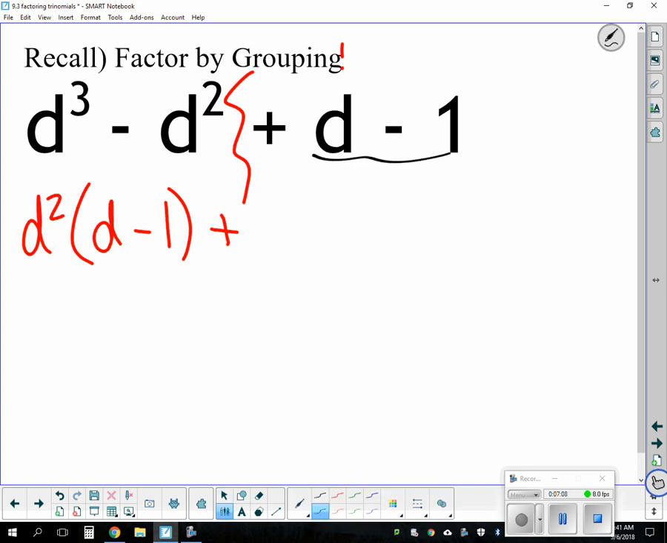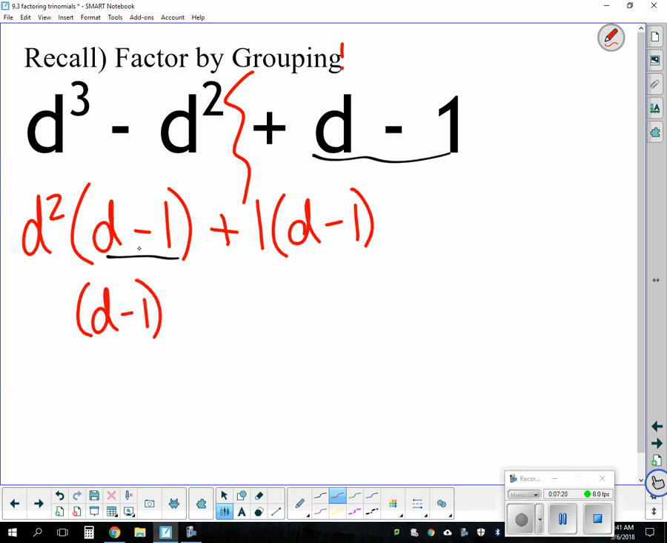However, that d minus 1 is what we want here. So that means all we're going to write is a 1. Because if you factor out a 1, nothing's ever going to change. You're still left with d minus 1, but now you're in the correct format to finish factor by grouping. D minus 1 factors out, and d squared plus 1 is left. That is your answer. How do you check any factoring problem? You just multiply everything back out.